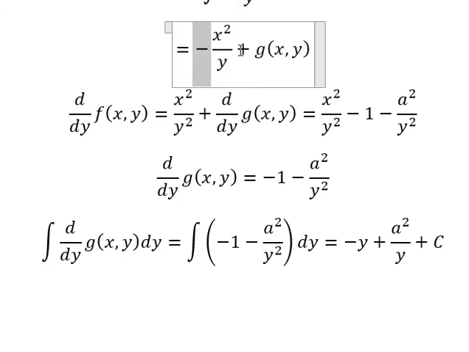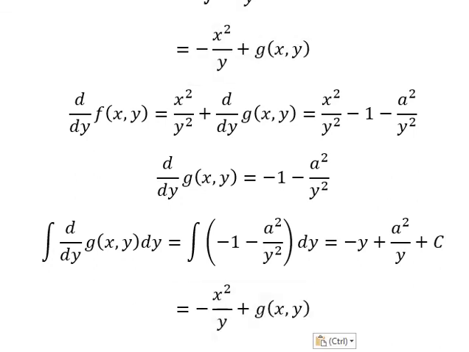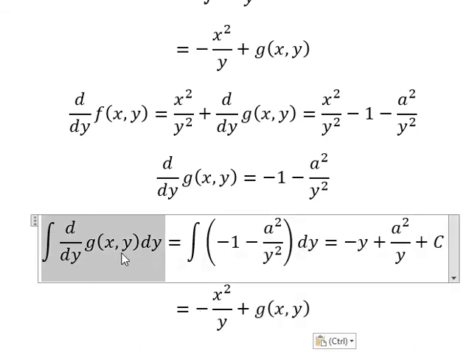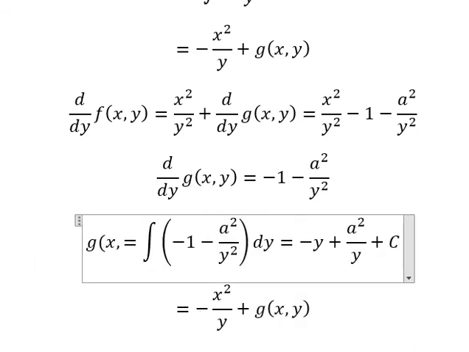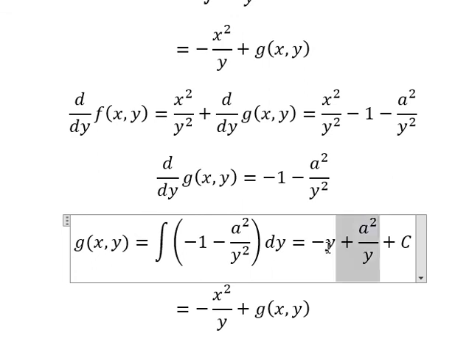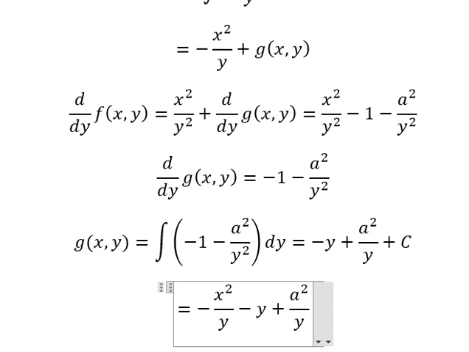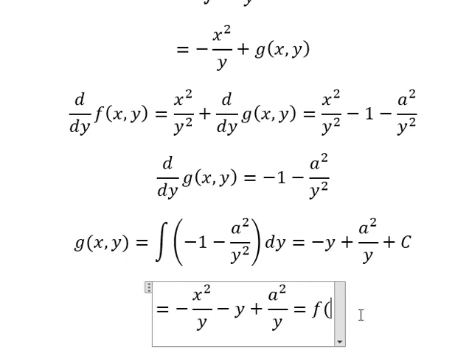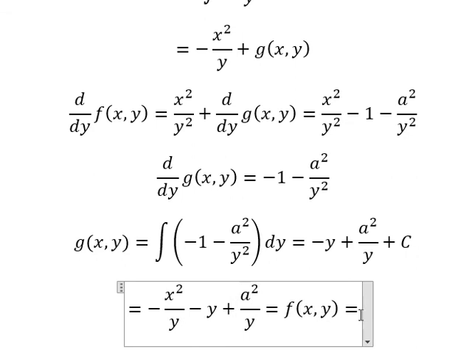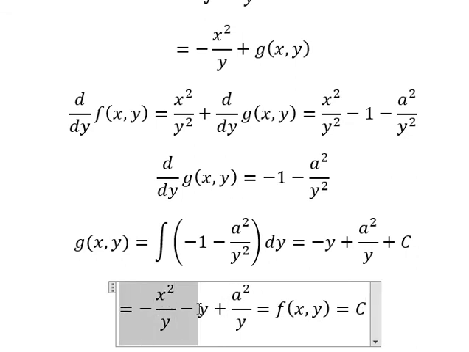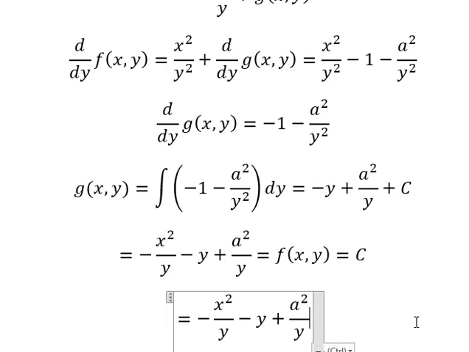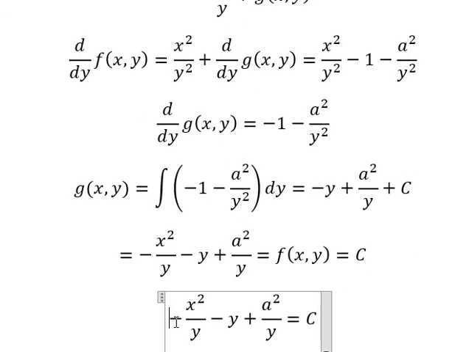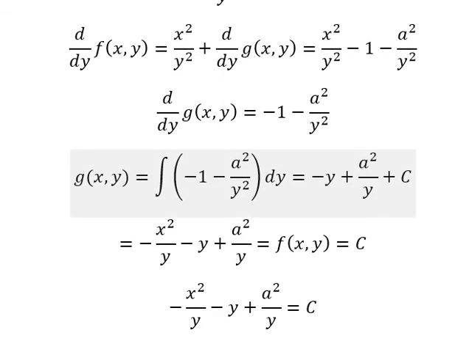Now we go back in here. So about this one 3xy, the integration of this one, we have 3xy. 3xy equals to this one. So I will put this one gone here. And this one equals to f(x,y). f(x,y) equals to c. And now we can simplify like this. And here is the final answer. That is the end. Thank you for watching.